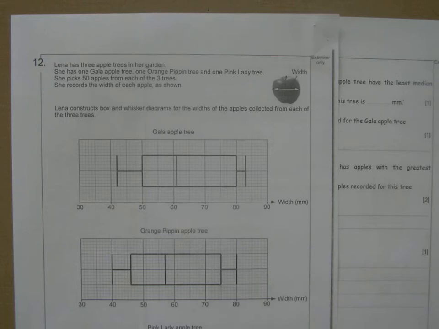Lena has 3 apple trees in her garden. One is an apple gala tree, one is an orange pippin tree, and the other one's a pink lady tree. And she picks 50 apples from each of the 3 trees, and she records the width of each apple as shown, okay? And then all the data is in here for each of the trees.